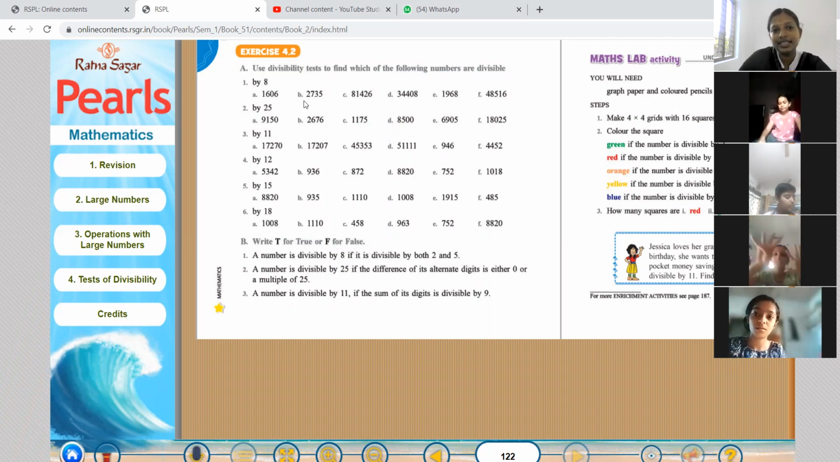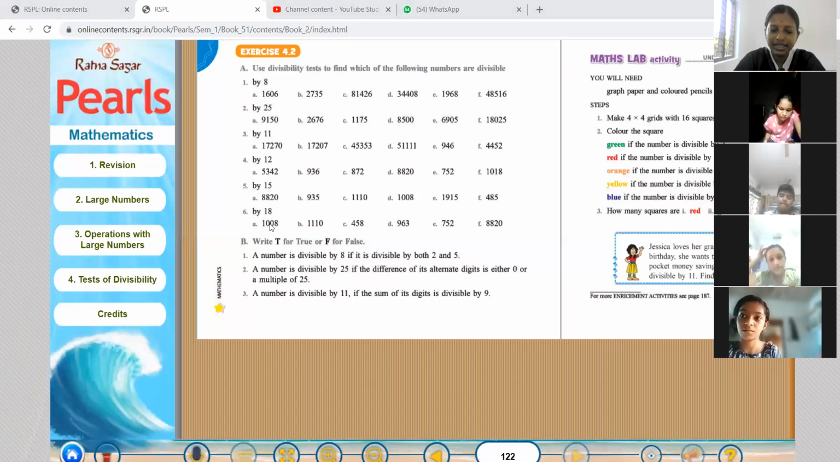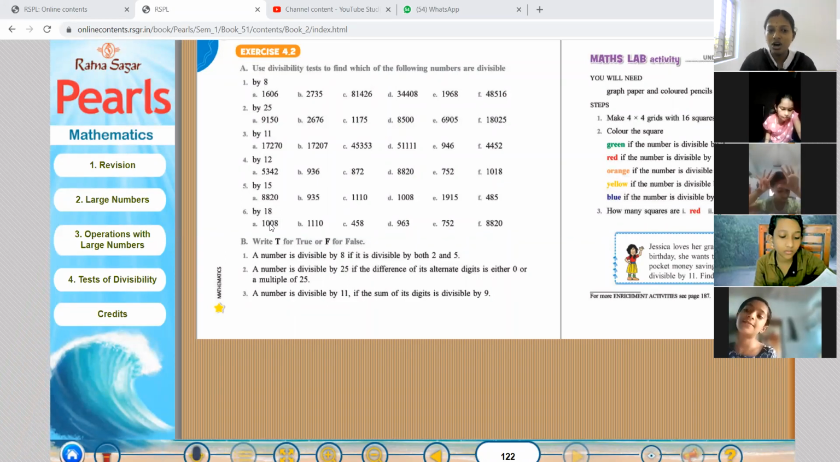Then how will you say it is divisible by 2? It is divisible by 2 because the last digit is 8. Then now we have to check the divisibility by 9. How will you check it? We have to add the digits. What is the sum of its digits? 1 plus 0 plus 0 plus 8. It is 9. And also, we know that 9 is divisible by 9 itself.